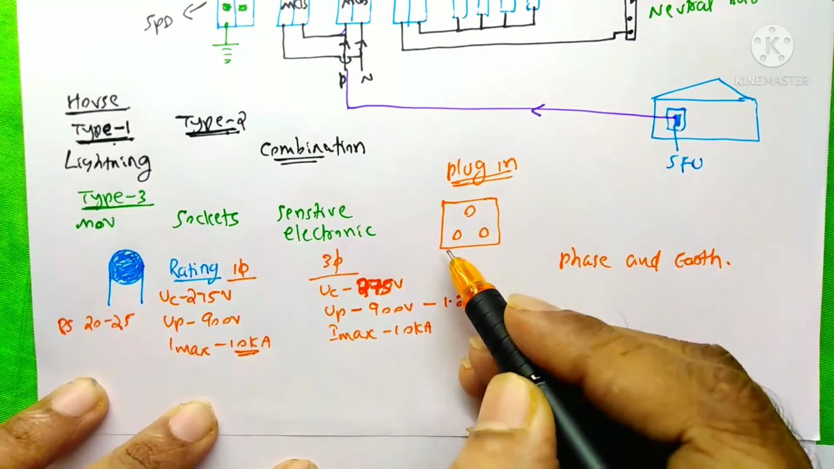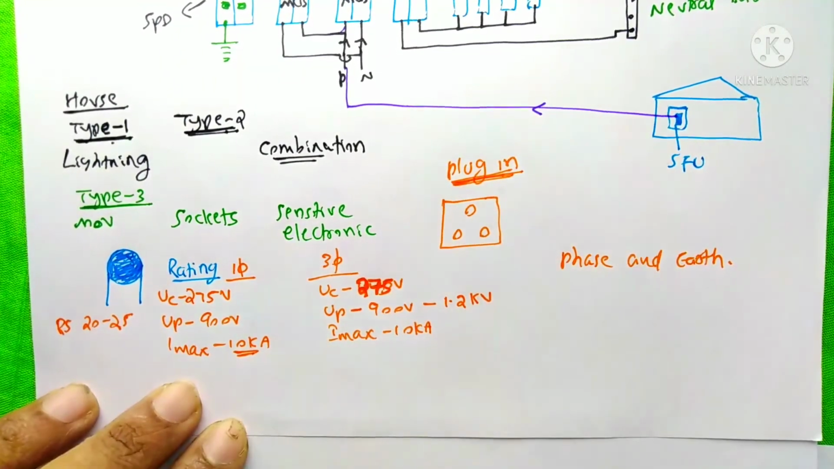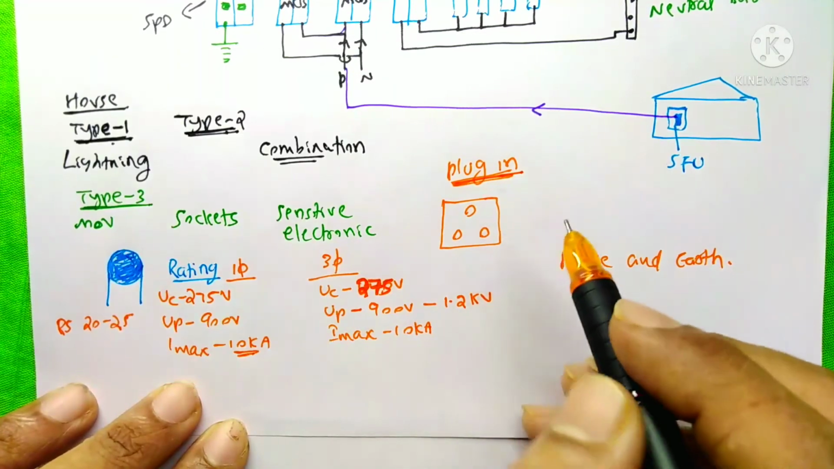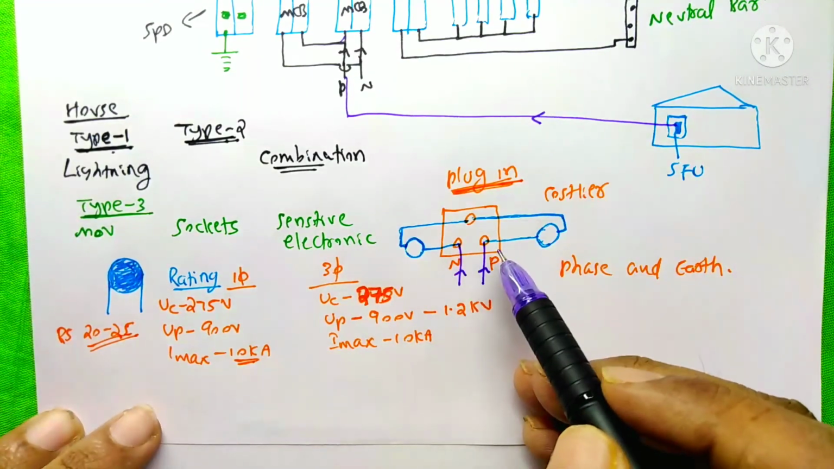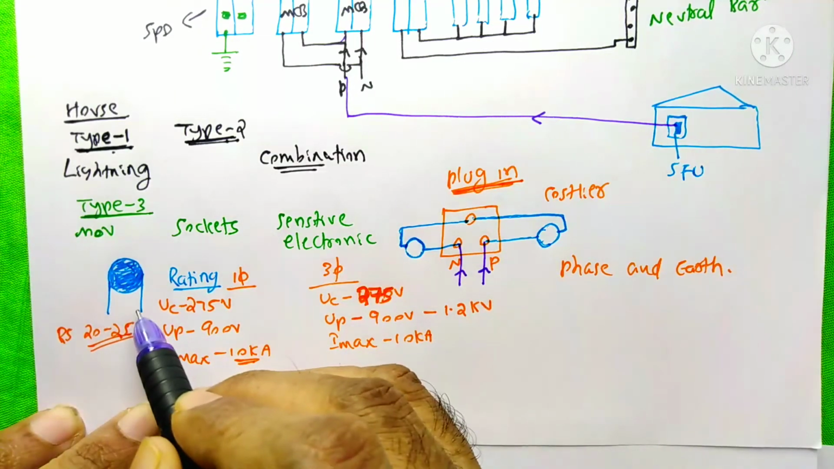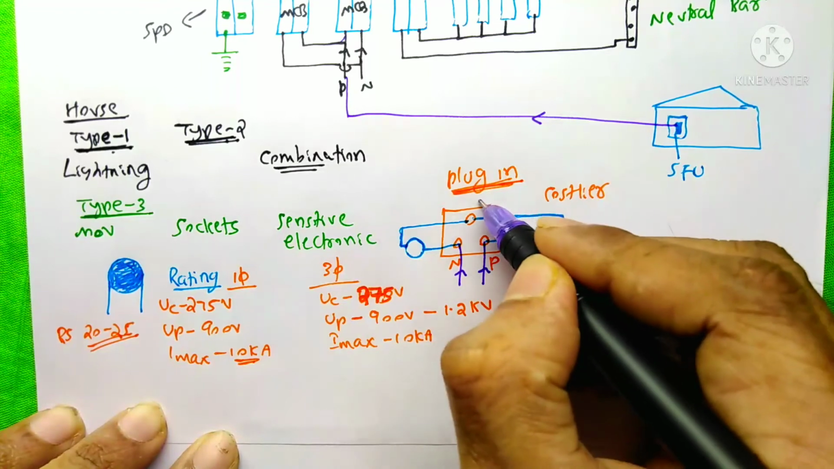This is your wall socket. You just need to plug in this MOV over here. On the back side of this plug-in type, you could attach your electrical device's plug. And here I just showed how to connect this MOV on your wall socket. This MOV has two terminals. Connect one terminal to the phase and the second terminal to the earth.